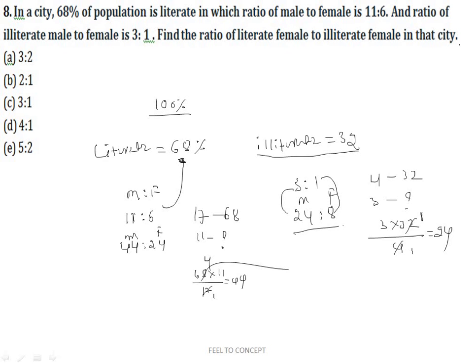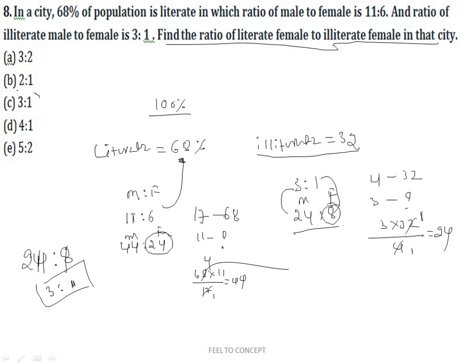What the question asks is to find the ratio of literate female to illiterate female. Literate female is 24. Illiterate female is 8. The ratio of literate female to illiterate female is 3:1. The answer C is the right answer.